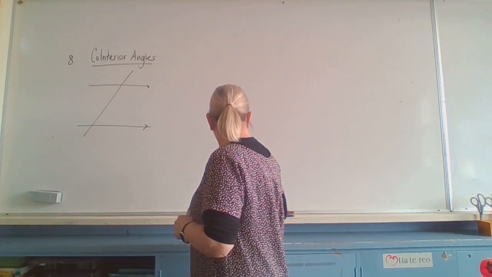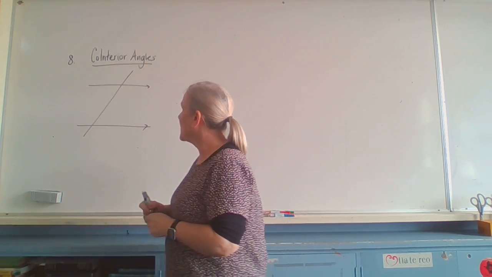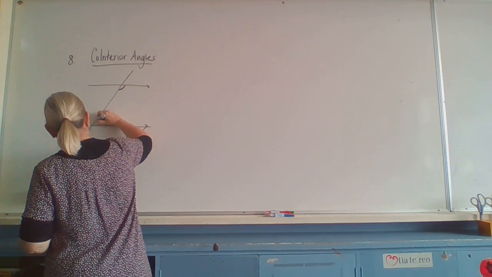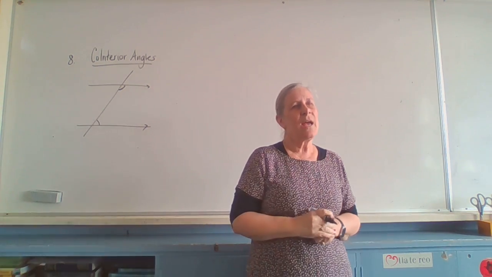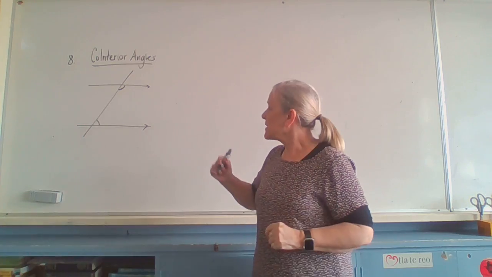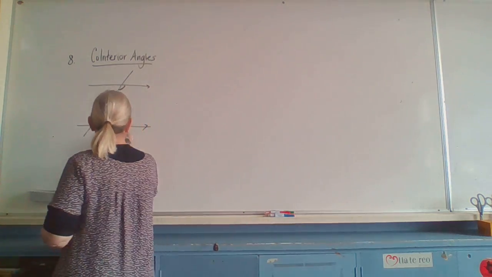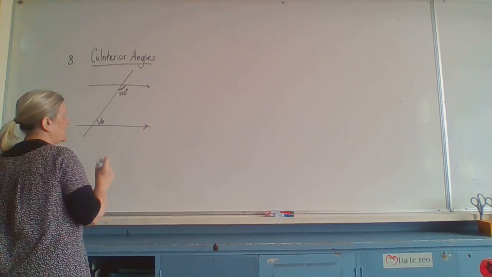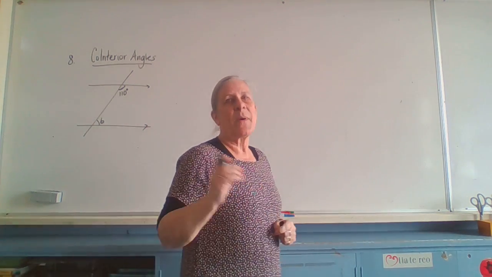Co-interior are not always interior. The most common co-interior are to map this one here with this one here. All right? And they also have a relationship. So these two go together. So if I wanted to find B and I knew this was 110 degrees, we would be able to find it based on the rule.